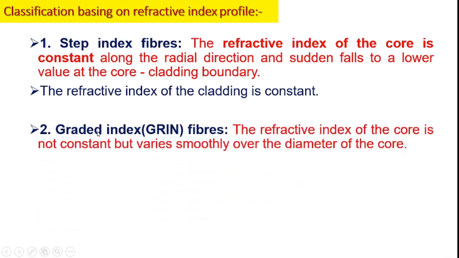Let's see the second type of optical fiber on the basis of refractive index profile, which is graded index fiber. In graded index optical fiber, the core material refractive index is not constant but varies smoothly over the diameter of the core.